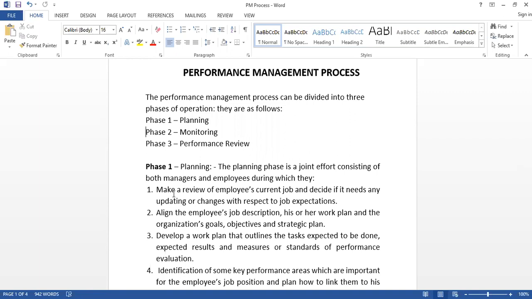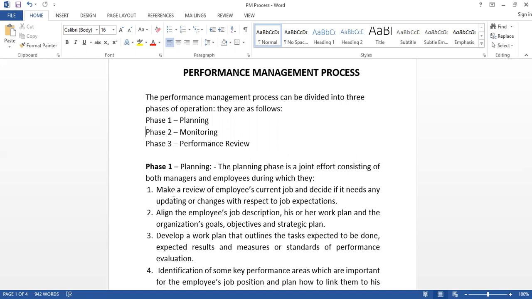They make the road map, they prepare the plan, they work on that plan, they collectively review how they are going. The manager on the other hand is not just giving direction. He is also acting as a facilitator. He is giving ratings, and finally there is a review. So this is a collective process where manager and subordinate both are involved. The entire process is divided into three phases.